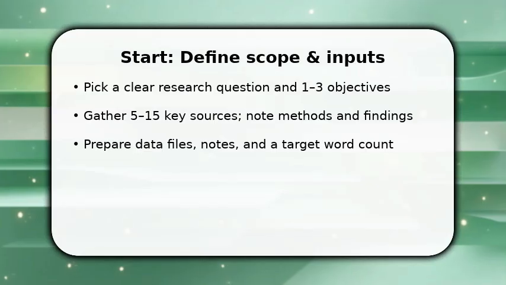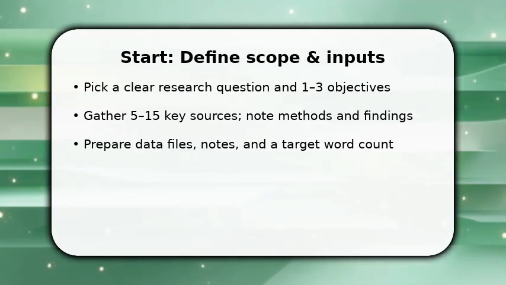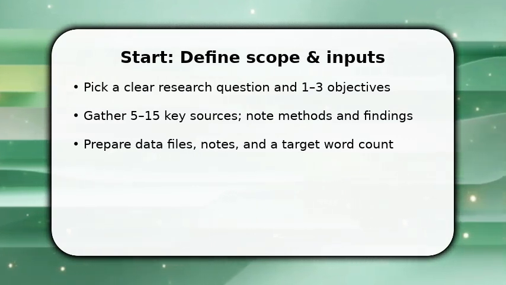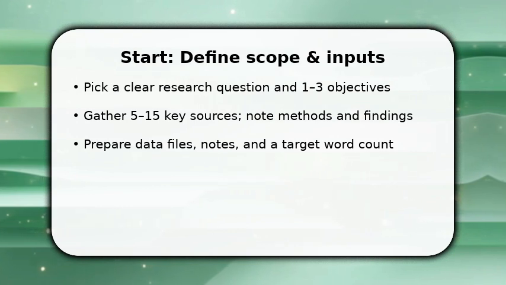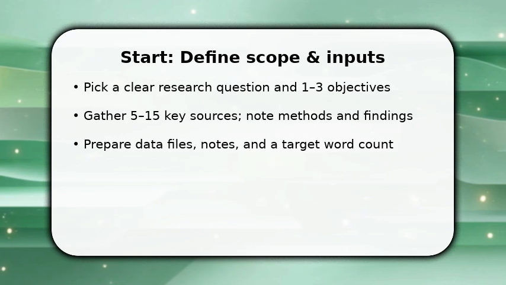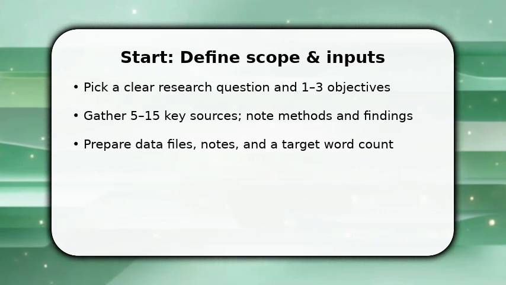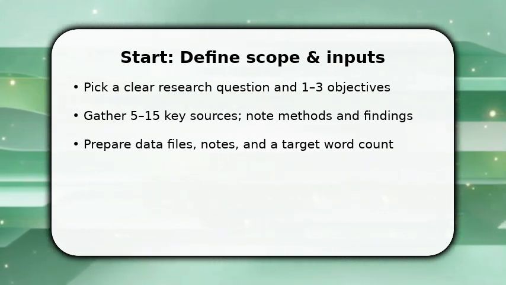Enjoy the video. You begin by locking a precise research question and the top objectives you must answer. Once done, feed ChatGPT a concise brief. Include aims, discipline, citation style, and 5-15 prioritized sources. Make sure to attach or paste key excerpts and dataset descriptions so the model has context. Then ask for a proposed chapter outline with word allocations.